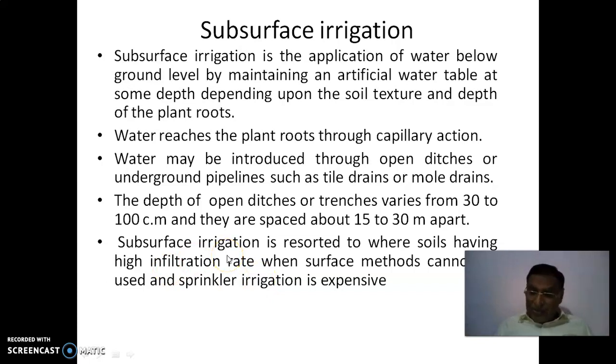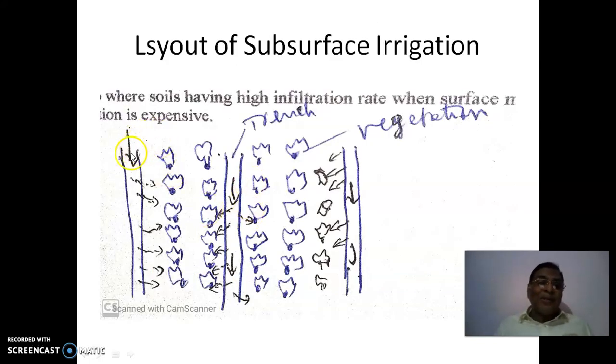So this is the method. Let us go to some figures which are hand drawn. You can see these are the trenches. In each trench the water is flowing, and water flows laterally to this vegetation. These are the plants, and water flows from this trench to here laterally. So you must be careful enough. The trench width should be such that the capillary action of the water reaches up to the middle of the trench. Otherwise, this will not receive the water.